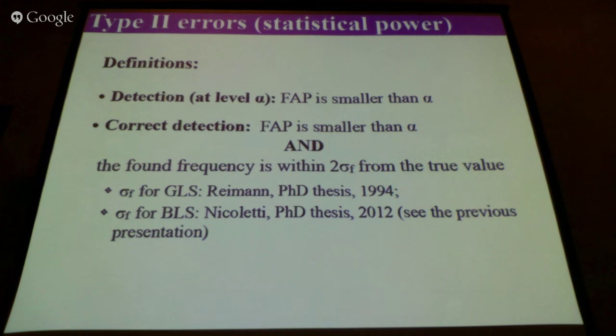Now, this is not the only important thing. The other important thing is to check how efficient your method is at detecting weak signals. So here I use some definitions for the purpose of this presentation. I will say that something is a detection if the false alarm probability is smaller than alpha, which for the plots I set to 0.05. And a correct detection if it's significant at this level and the found frequency is within a two sigma range from the true value. So not just is it significant, but the found frequency is correct.